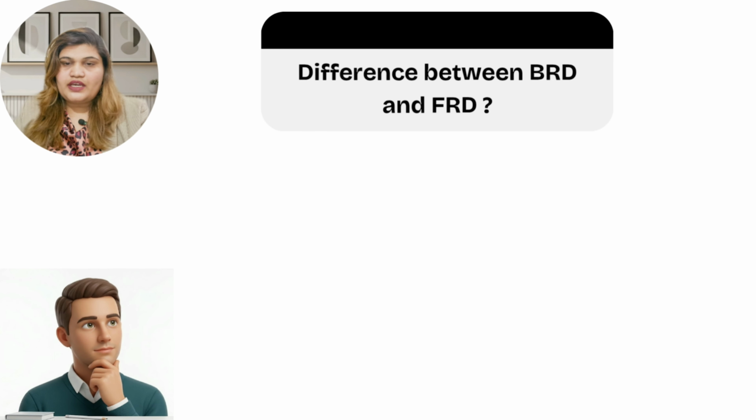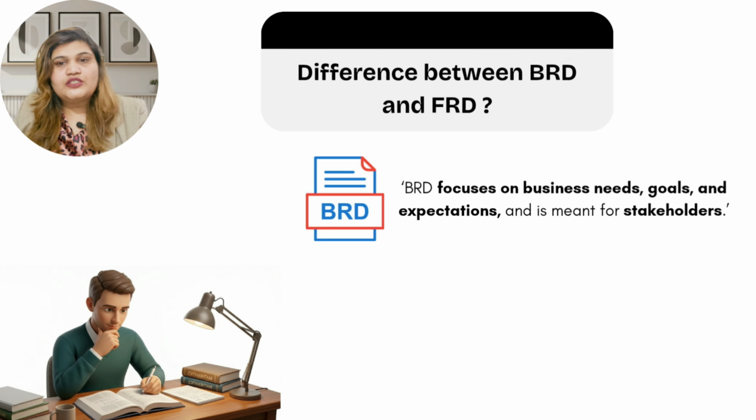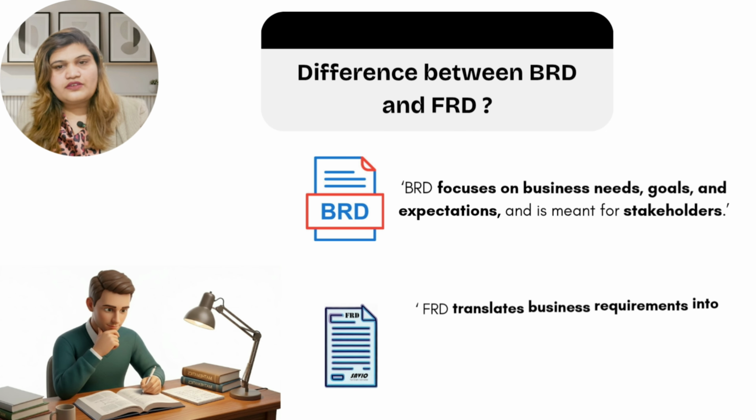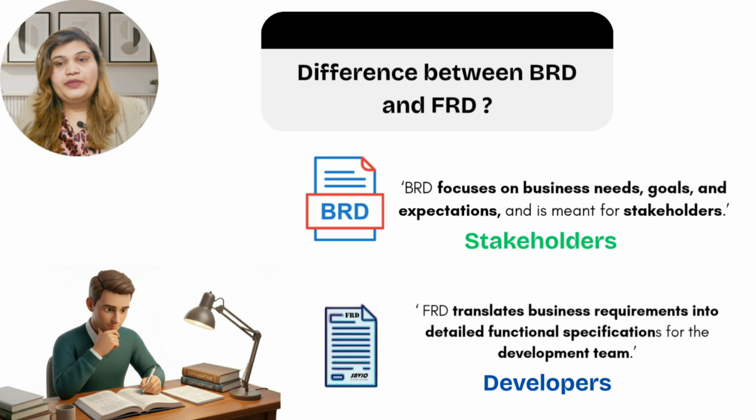Difference between BRD and FRD. Already discussed in part 1. This is a common trap. Many candidates confuse these two documents. Here's the right explanation. BRD focuses on business needs, goals, and expectations and is meant for stakeholders. FRD translates business requirements into detailed functional specifications for the development team. Here's a pro tip. Emphasize the audience difference. BRD is for stakeholders. FRD is for developers. This simple distinction often impresses interviewers.